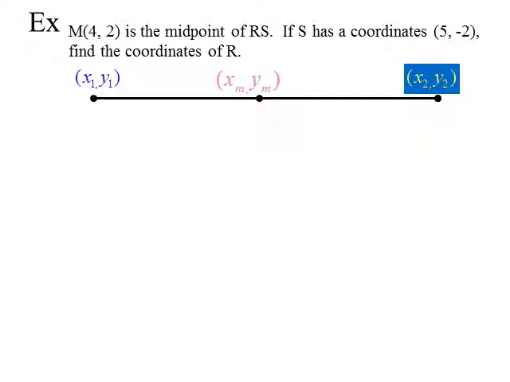The line RS. M is the midpoint of the line RS. If S, one of the two endpoints, equals 5 comma negative 2, we need to find the other endpoint, which is R. I'm going to assume the midpoint M, that means xm ym equals 4 comma 2, right? And one of the two endpoints, S, is 5 comma negative 2, that means x2 y2 equals 5 comma negative 2. And the first point will be x1 y1 represented by R, right? I need to find the value of x1 y1, of course.